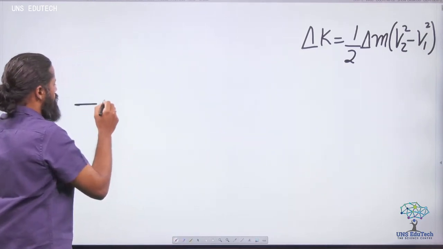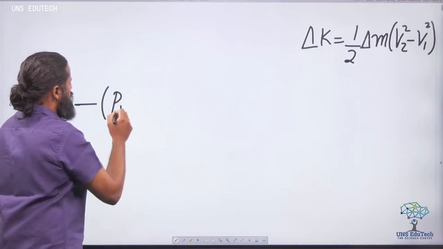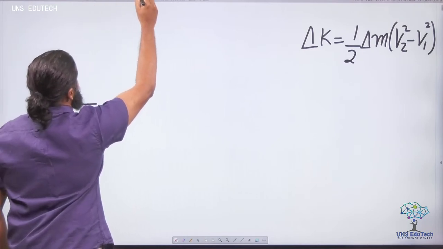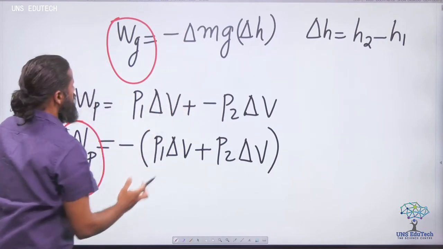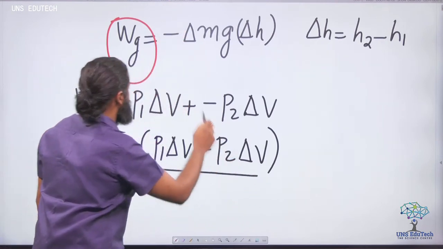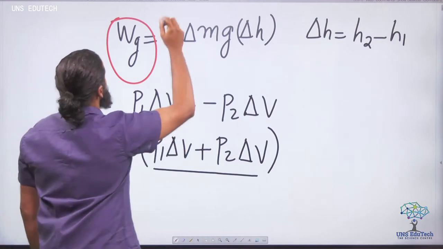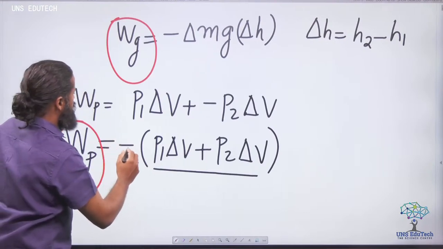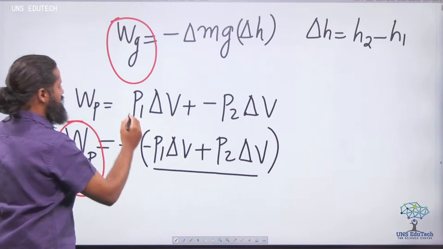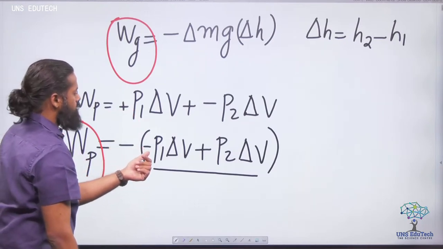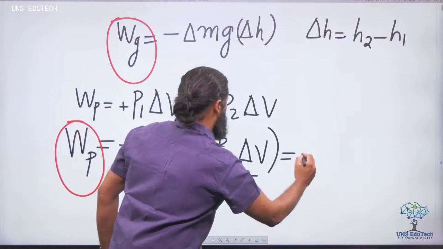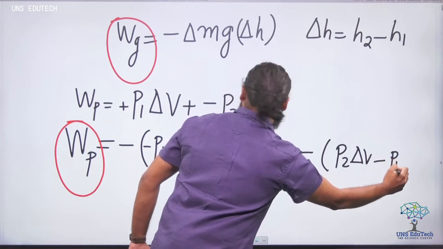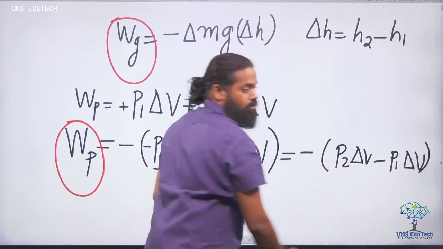Work done by gravity plus minus of P1 into delta V. These two things we have to add up. So minus of P1 delta V. Here, if you are putting minus, this should be minus because this is plus. Or we have to write this in another form. That was a confusion. Minus of P2 delta V minus P1 delta V. You will understand why we are doing this.